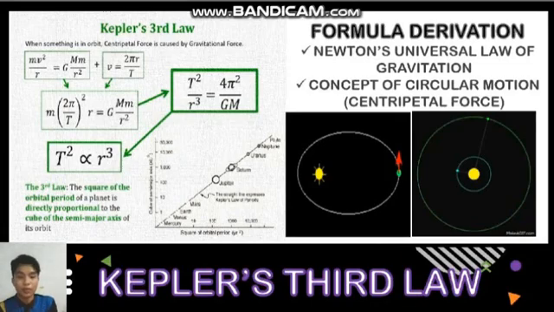So today I'm going to present to you about Kepler's third law. Kepler's third law states that the square of the orbital period of a planet is directly proportional to the cube of its radius of orbit.